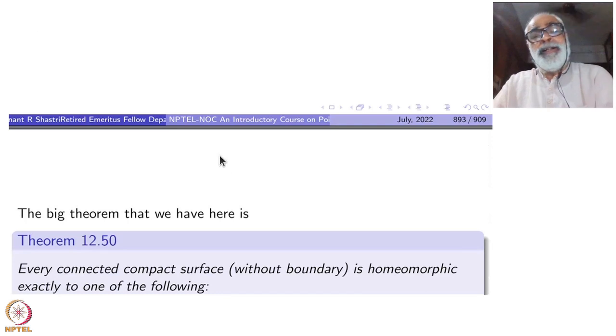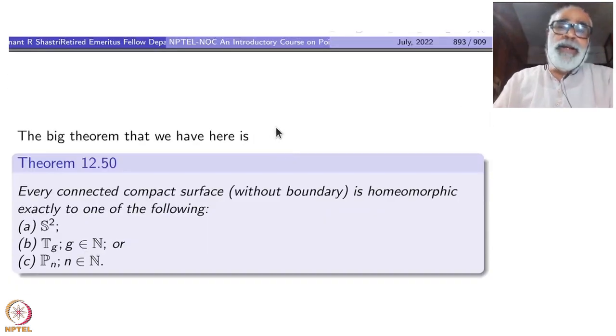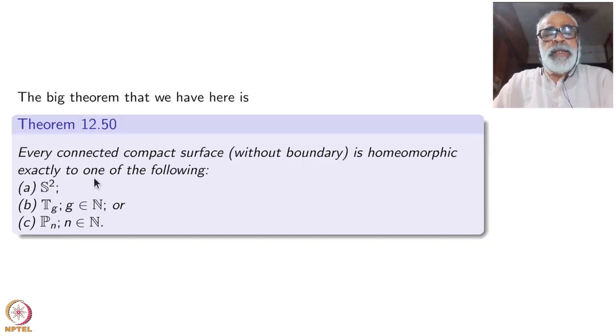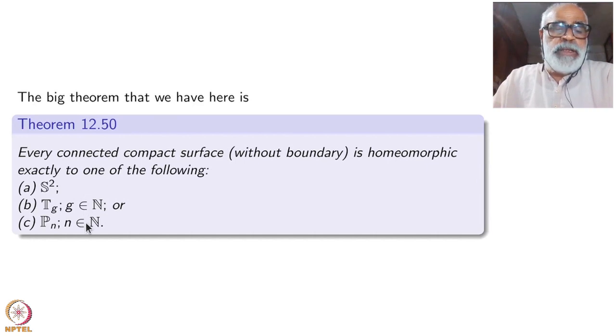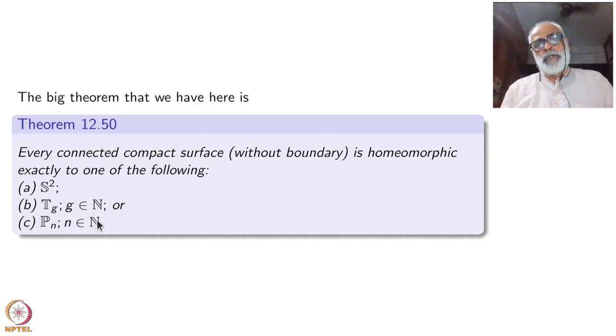Now the big theorem here is, like we did after long in the last time, but this time we have it easily, the following. Every connected compact surface without boundary, I want to emphasize that here, compact and connected but no boundary, is homeomorphic to exactly one of the three things. Actually, there are three lists here. This is a single element, but this is an infinite sequence. This is also an infinite sequence, indexed by natural numbers, exactly similar to the previous theorem that we had.